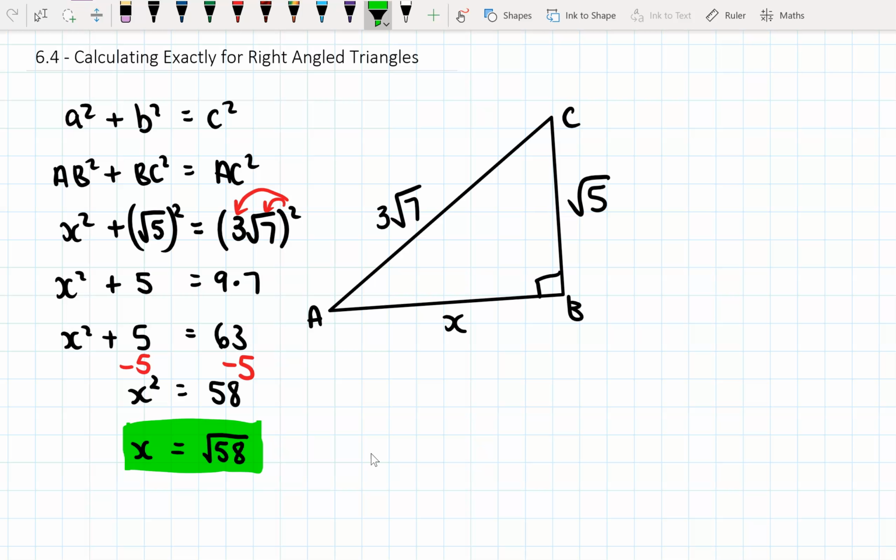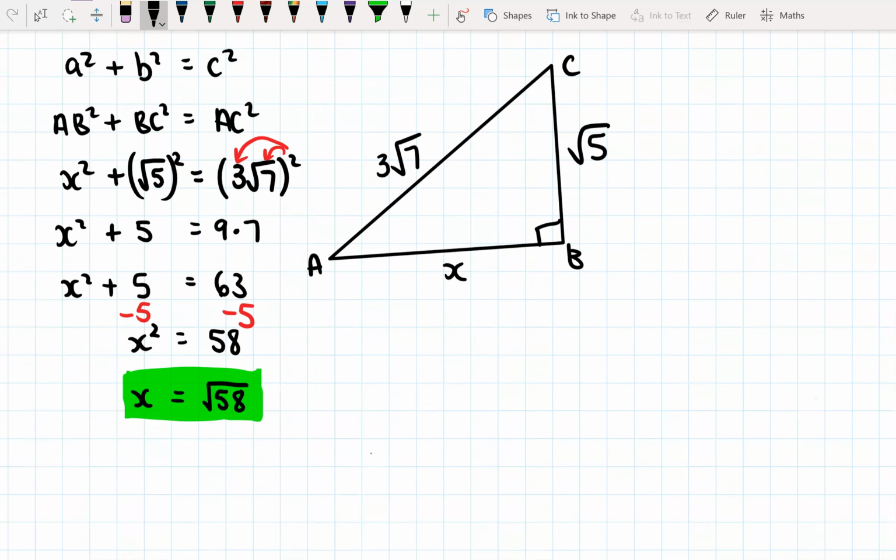One reason that we do this is because if you want to use this answer further on for more parts of your question, it's important that your answer was exact, otherwise you're going to change your answers further on. If you start rounding during a question, you end up with mistakes later on. So we really want you to get in the habit of answering things in exact form. So we have found x.